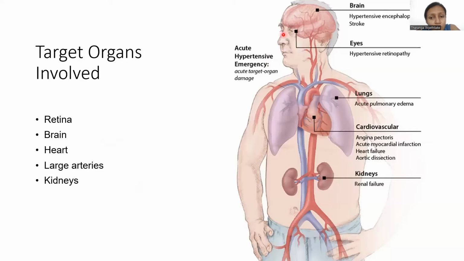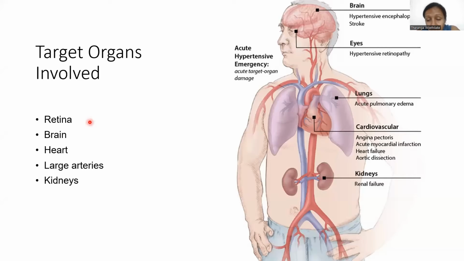What are the other organs? Now, eyes, yes, we know that the eyes get affected with hypertension, and in an acute hypertensive emergency, most of the organs that are chronically affected by hypertension get affected. So these target organs are retina, brain, heart, large arteries, kidneys, and your lungs.